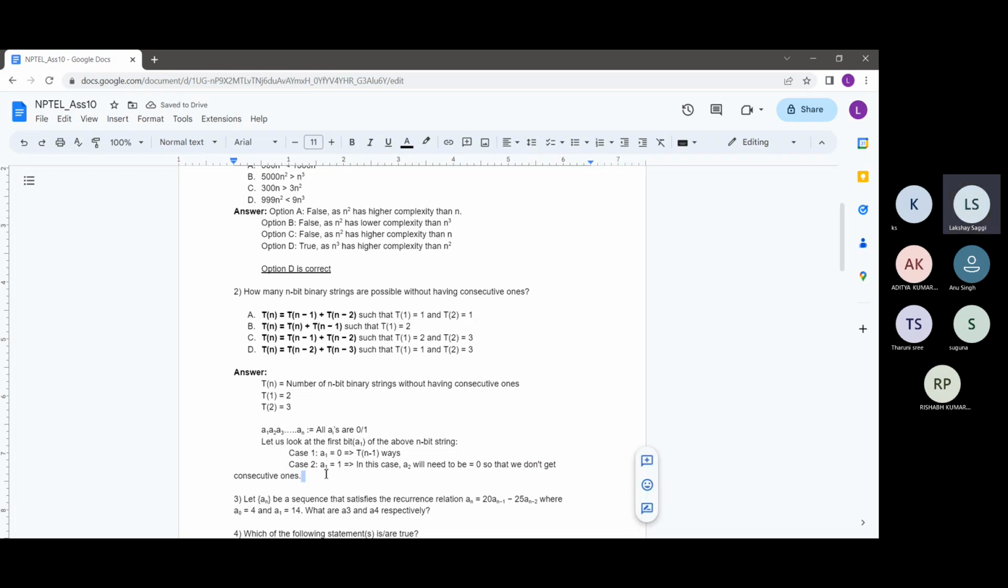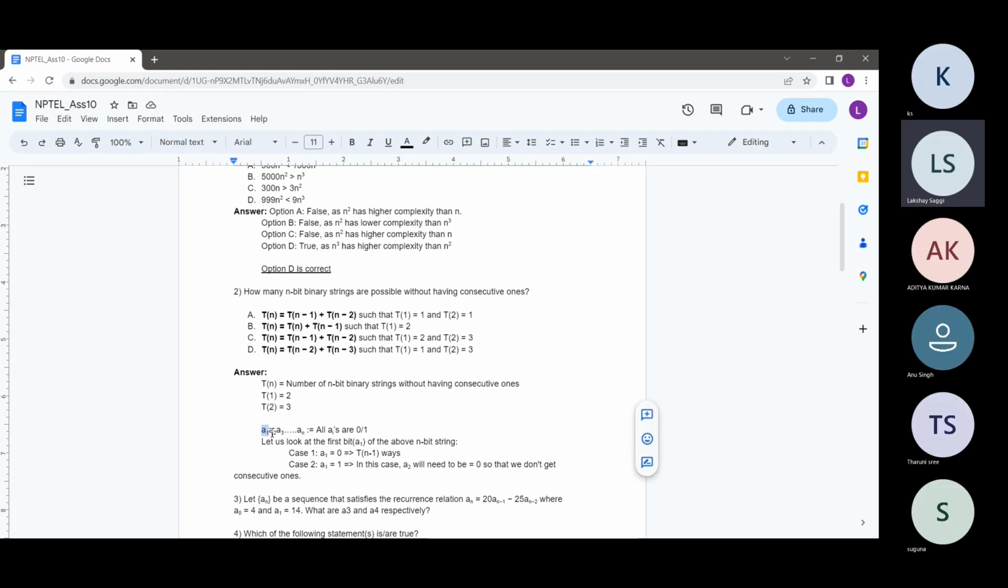Now as A2 is 0, the problem statement has reduced to this: A1 is 1 and A2 is 0, and we need to find the values for A3 up to AN, for the number of n-bit binary strings. We have already decided the values of A1 and A2, and now we need to decide the values of the remaining n minus 2 bits. Note that since A2 was 0, A3 to AN are all free to have whatever value they want, as long as they do not contain any consecutive ones. Since A2 is 0, it will not contribute to any ones.